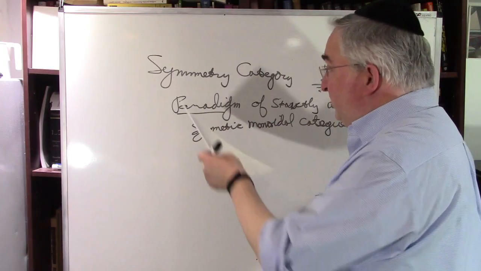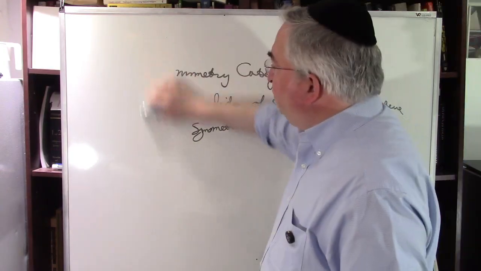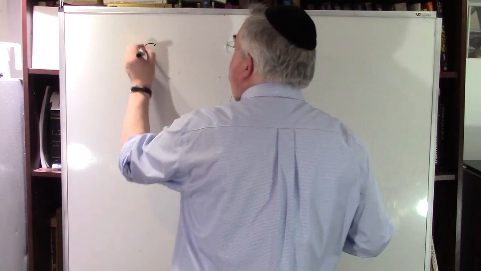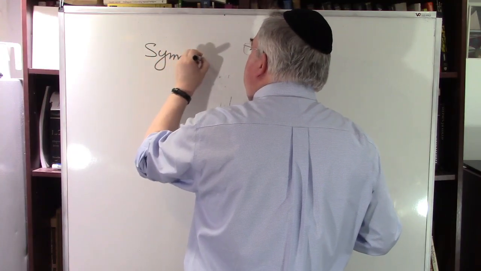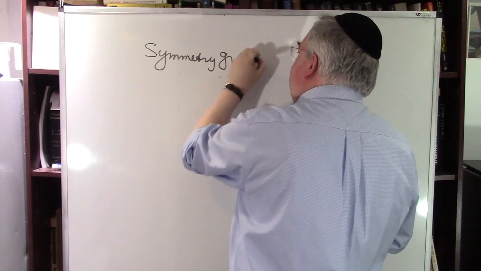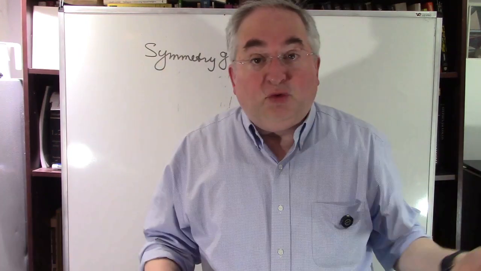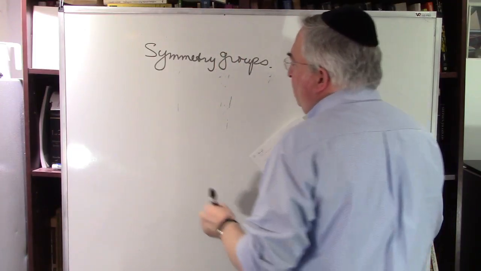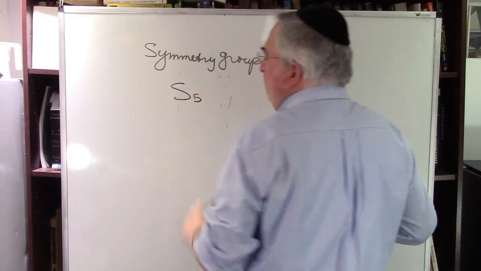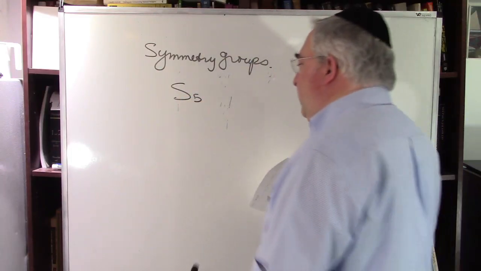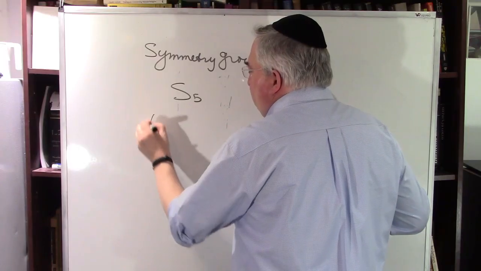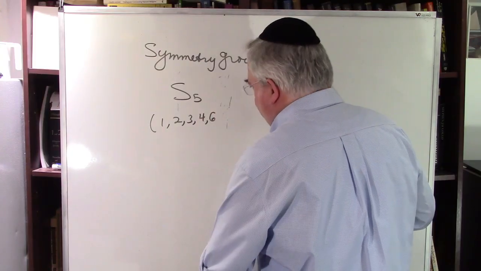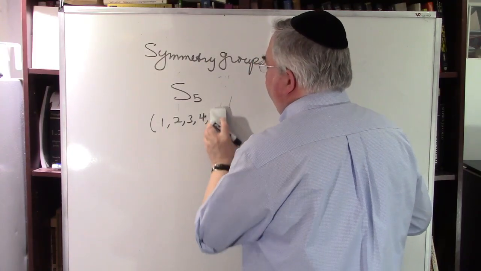Okay, so before I explain to you how you make up this category, we have to do a little background. So we have to talk about a little thing called symmetry groups. Symmetry groups are types of groups, and they deal with permutations. Nothing complicated. So let's talk about S5. S5 is a symmetry group. And basically what it does is it deals with permutations as follows.